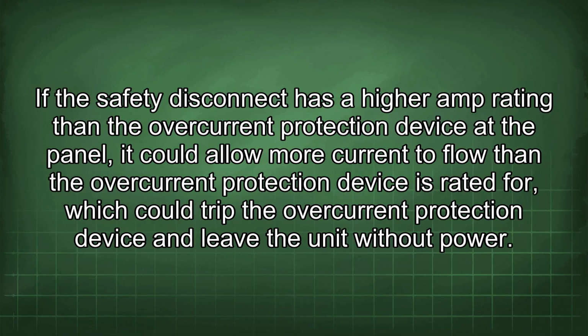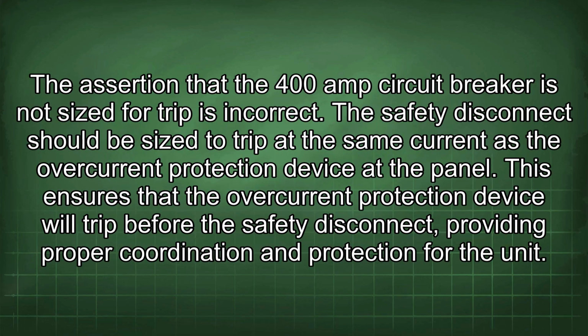If the safety disconnect is a higher amp rating than the overcurrent protection device at the panel, it could allow more current to flow than the overcurrent protection device is rated for, which could trip the overcurrent protection device and leave the unit without power. The assertion that the 400 amp circuit breaker is not sized for trip is incorrect. The safety disconnect should be sized to trip at the same current as the overcurrent protection device at the panel.